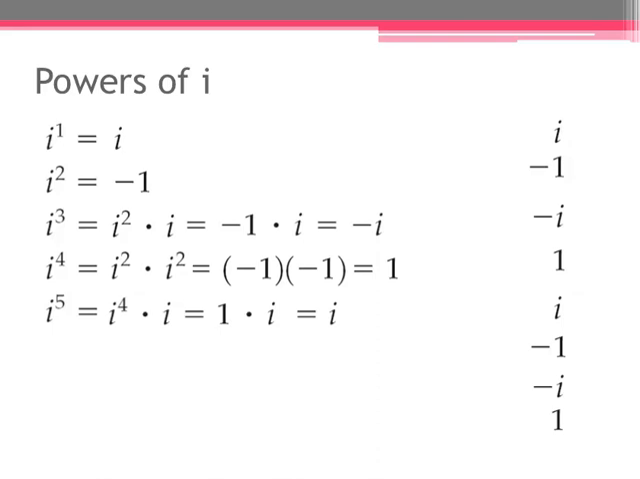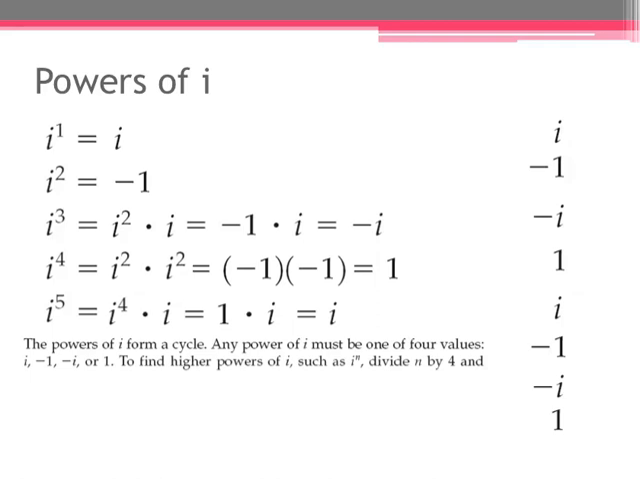Any power of i must be one of these four values: i, -1, -i, or 1. So if you are trying to find higher powers of i, such as i to the nth power, you can divide n by 4, and if the remainder is 0, then it's equal to 1. If the remainder is 1, then it's equal to i. If the remainder is 2, it's equal to -1. If the remainder is 3, it's equal to -i.